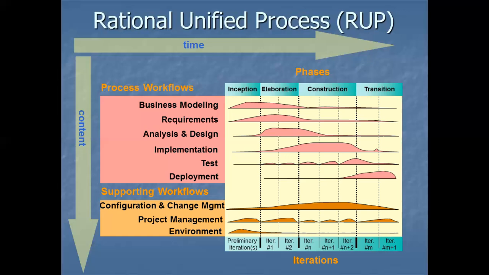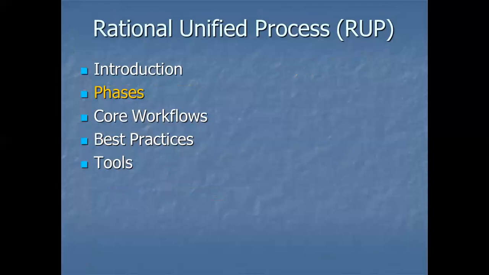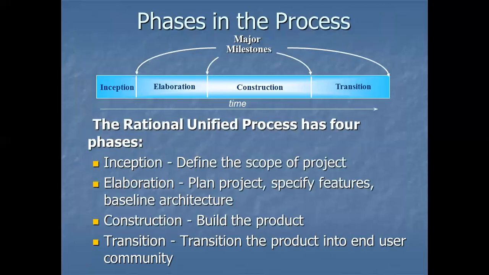This is the rational unified process. Now we are going to see the phases. There are four phases: inception, elaboration, construction, and transition. Inception means defining the scope of the project. What is in the inception phase? In this phase, we are going to define the scope of the project.